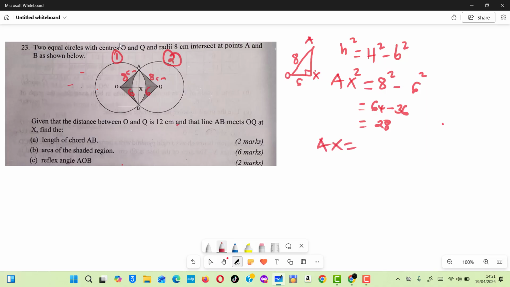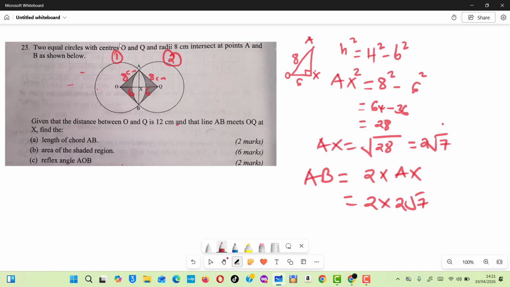AX will be the square root of 28, which will give us 2 root 7 if we convert into surd form. But what you're interested in is AB. AB is twice of AX, and this gives us 2 multiplied by 2 root 7. This gives us 4 root 7.